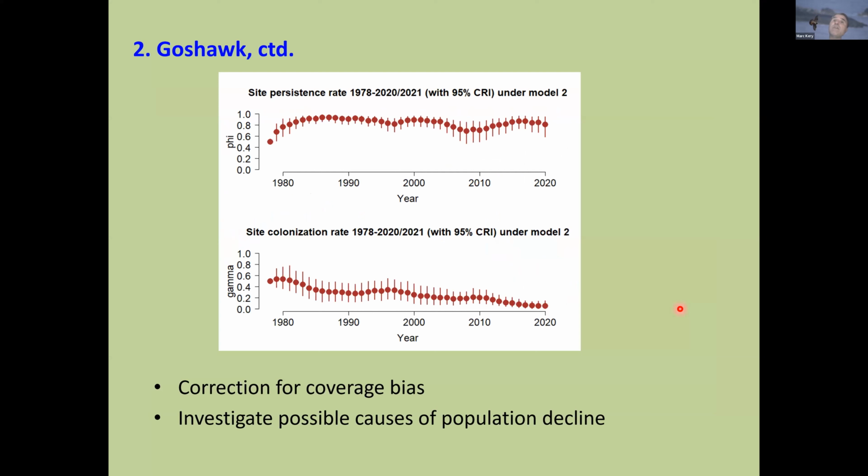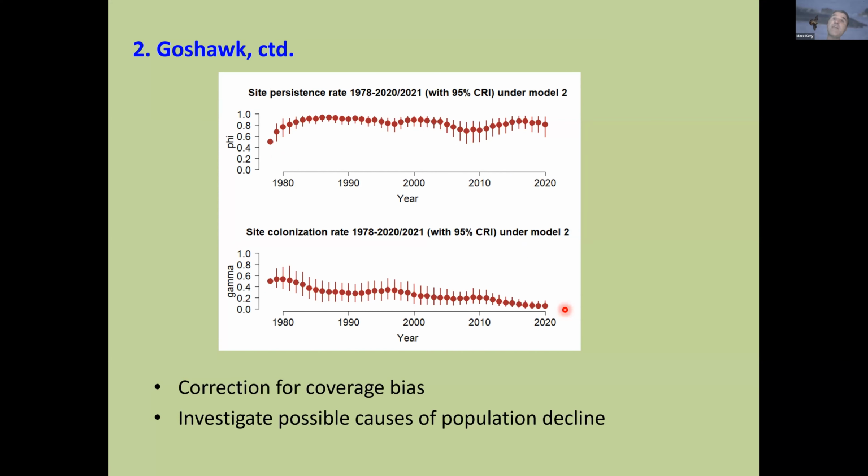And looking at the dynamics rates which govern this change, I see that the site persistence rate has not changed very much, has wobbled around a little bit, but interestingly, it's the site colonization rate, so the probability that a site which is not occupied in 1 year becomes occupied in the next year, that has steadily declined over the years. This may suggest that either the quality of the sites has declined, or possibly that source populations have declined.